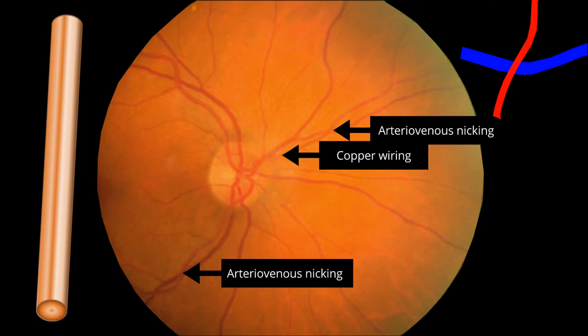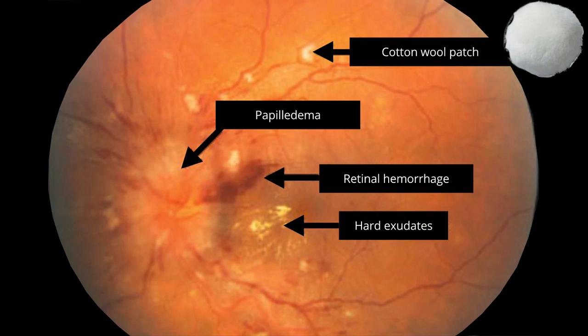There can be also something called arteriovenous nicking. And this is when an artery, the red color here I've drawn, and the blue is the vein, are crossing each other, and the artery is getting enlarged, thickened, and then it will compress the vein. And then we'll see a typical crossing of the artery and vein, and this is called arteriovenous nicking. Okay? Copper wiring, you have to just trust me that this is looking like a copper wire in the color of it.